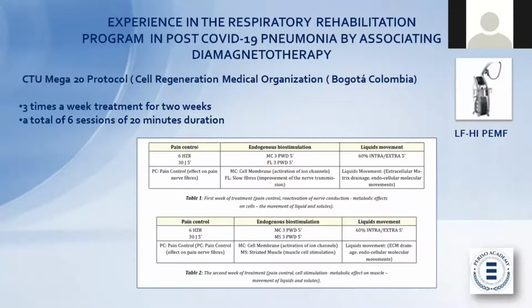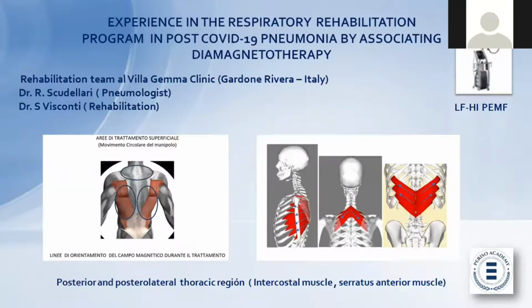The protocol used was a modified protocol that had already been used in other fibrosis disease. They underwent treatment three times a week for 2 weeks, for a total of six sessions of 20-minute duration. The treatment area included the posterior and posterior lateral thoracic region for the intercostal muscles and serratus anterior muscle. It is known that the machine can penetrate the treatment beneath 7 centimeters of depth. So we think other muscles were treated.